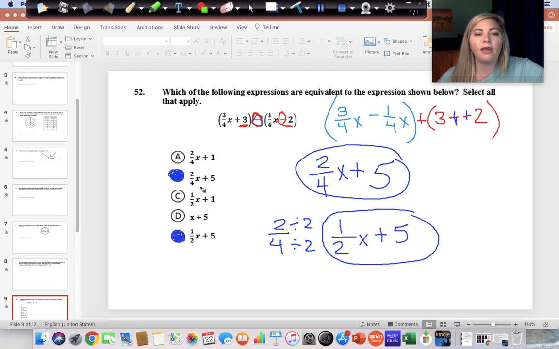Let's double check that the other ones are not correct. Well, if it's 2/4 x plus 5, then it cannot be 2/4 x plus 1. If it's 1/2 x plus 5, it cannot be 1/2 x plus 1. And this says x plus 5, which doesn't make any sense because we have a fraction in front of our variable, and that does not work. Okay, so it's B and E for this answer.